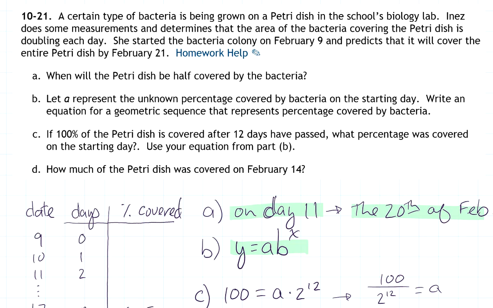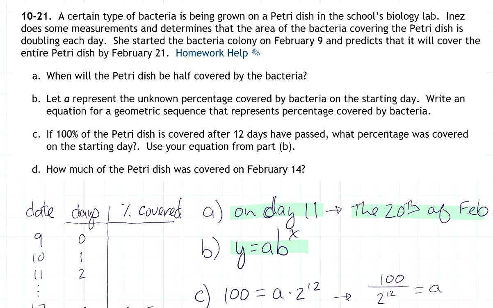Inez does some measurements and determines that the area of the bacteria covering the petri dish is doubling each day. She started the bacteria colony on February 9th and predicts that it will cover the entire petri dish by February 21st. Okay. Starts it on the 9th, February 21st, she predicts it will cover the whole dish. When will the petri dish be half covered by the bacteria?